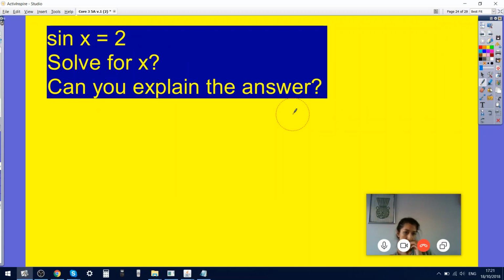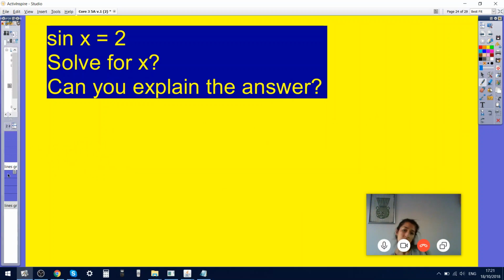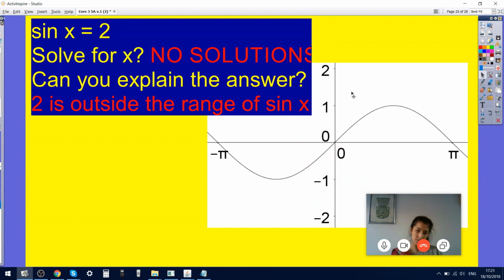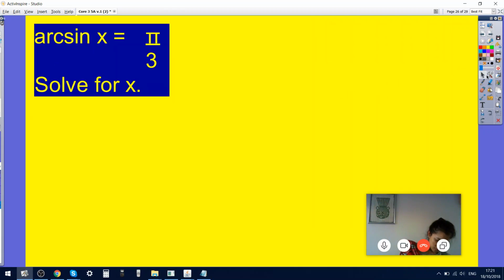Okay, how about this one? Arc sine of 2, which is not a real root. Why is that? I don't know. What does the sine graph go up to? Oh, 1. Yeah, so there's no x value that will give you a y of 2. Okay, how would you solve this one?